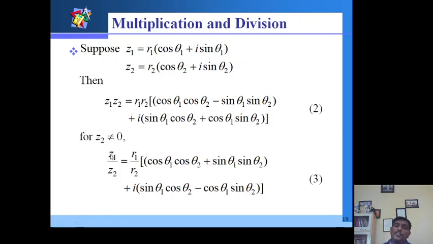Also, for the division of two complex numbers, z1 by z2 is equal to r1 by r2 times, if you simplify this, (cos theta1 cos theta2 + sin theta1 sin theta2) + i (sin theta1 cos theta2 minus cos theta1 sin theta2).